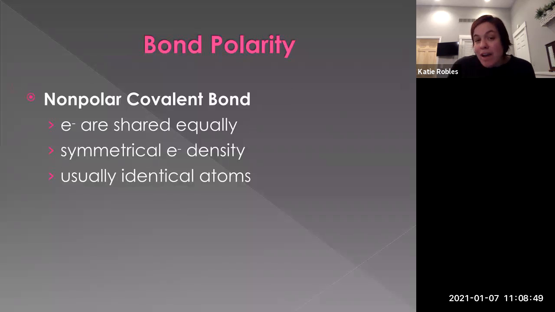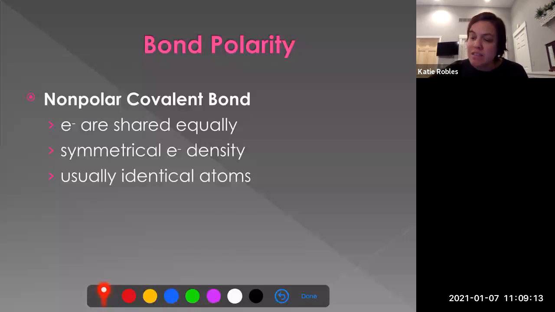So we can also have an instance where things are shared evenly. All right, you can have a true covalent bond. It's when electrons are shared perfectly evenly, and there is an even sharing, which creates an equal symmetrical electron density. This usually happens in identical atoms. So think things like O2, right? That's one we've looked at several times. When oxygen bonds to oxygen, they're both oxygen, so they're going to pull evenly.